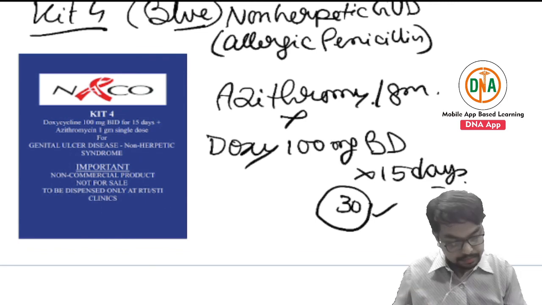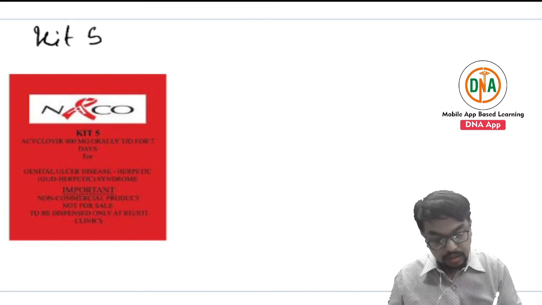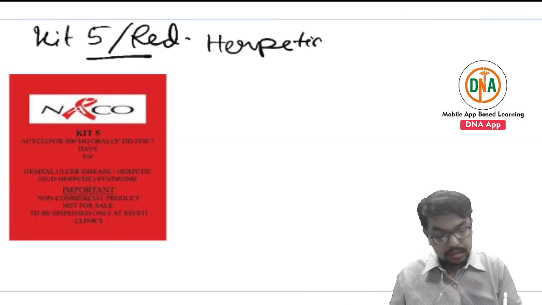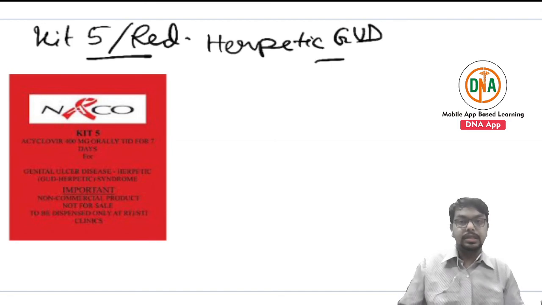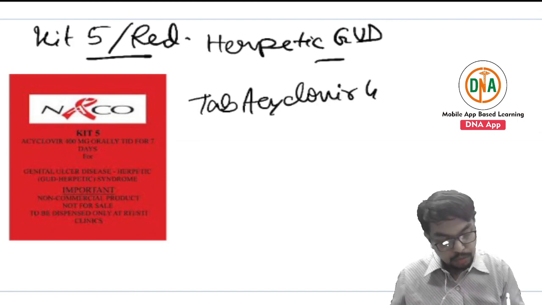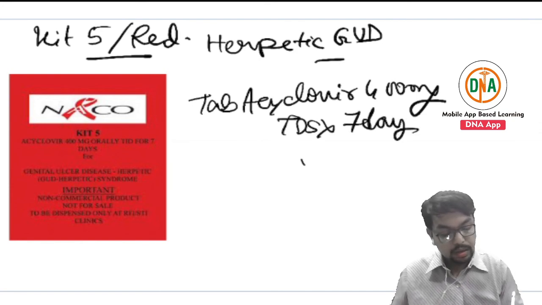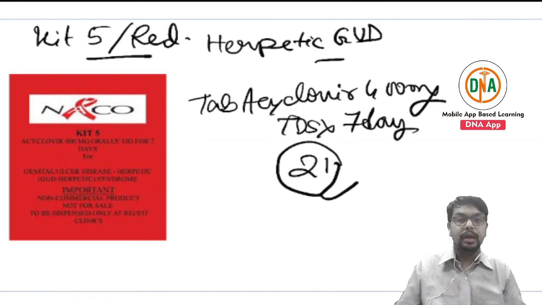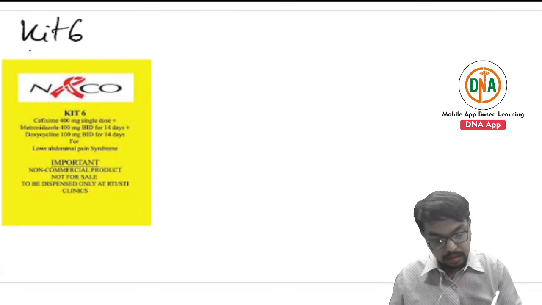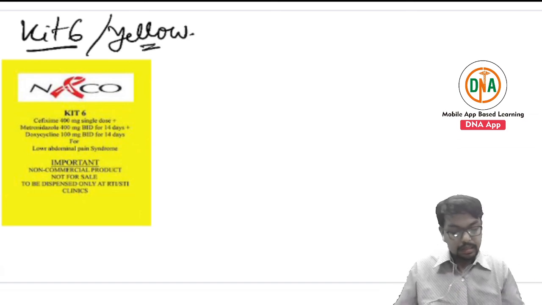Okay. Next is KIT 5. It is the red colored kit. This is for herpetic genital ulcer disease. Here what is given? Acyclovir is given. Tab acyclovir 400 milligram thrice daily for 7 days, that is 21 tablets of acyclovir provided here. Next, this is KIT 6, yellow colored kit.